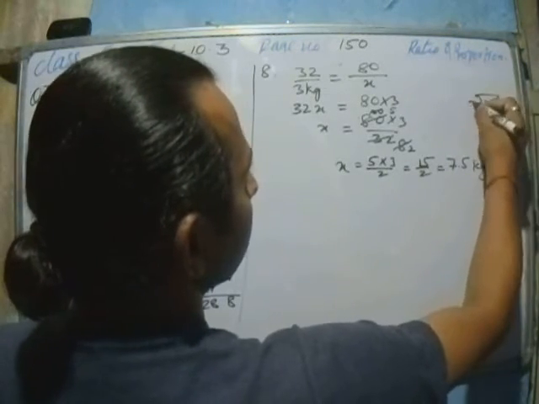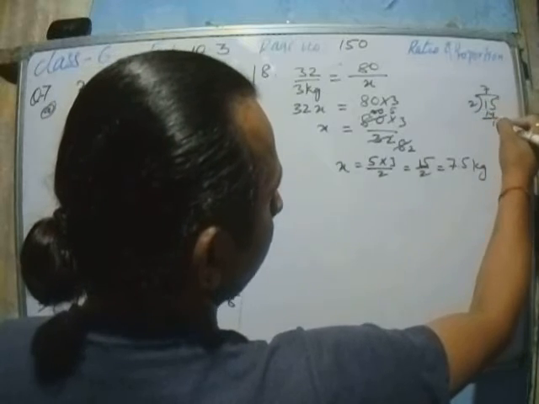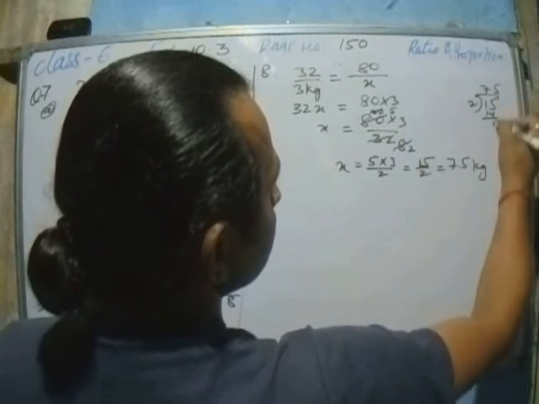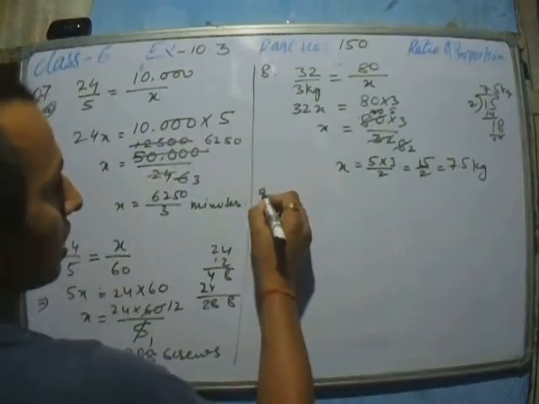See, 15 divided by 2 is 7. 2 7s are 14. Then 1 left. Put decimal 0. 5 is 10. So here it is coming 7.5 kg. Now question number 9.